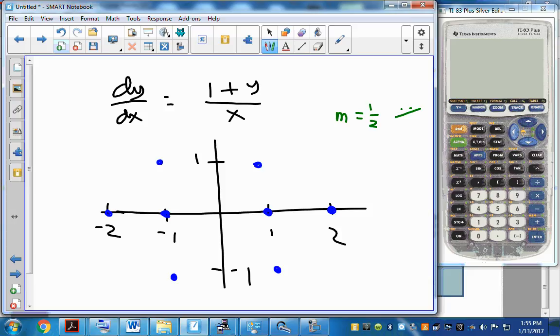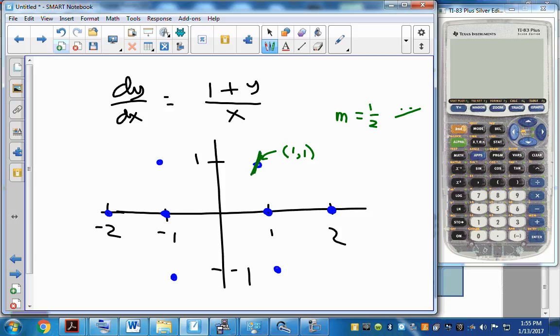dy, that's the slope. Okay? So let's choose this one for an example. The ordered pair here is 1, 1. If you put those numbers in, what do you get? 2. So what you're supposed to do here is draw a little line segment that has a slope of 2.